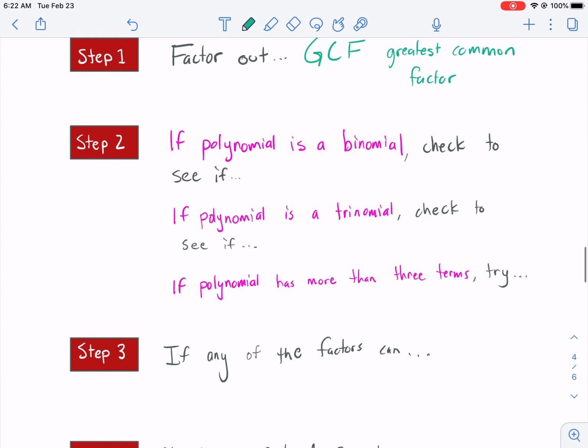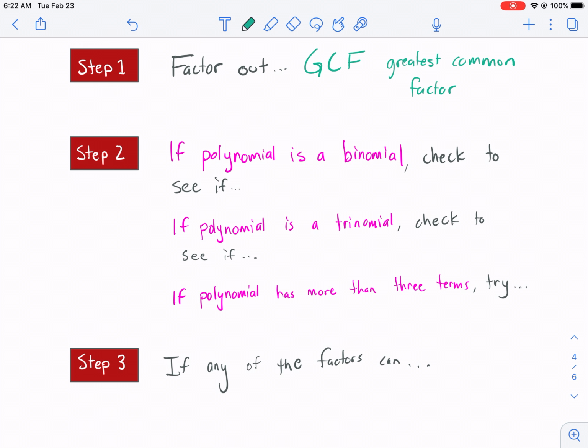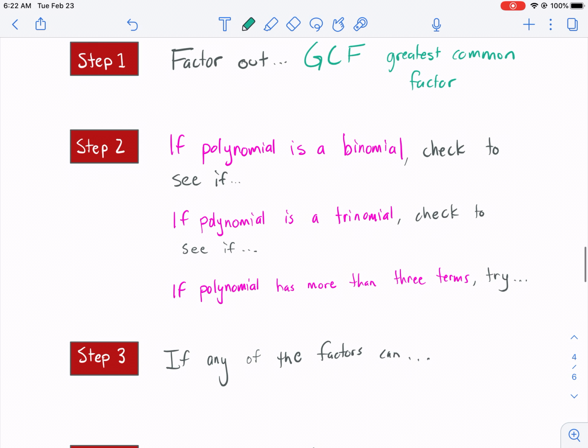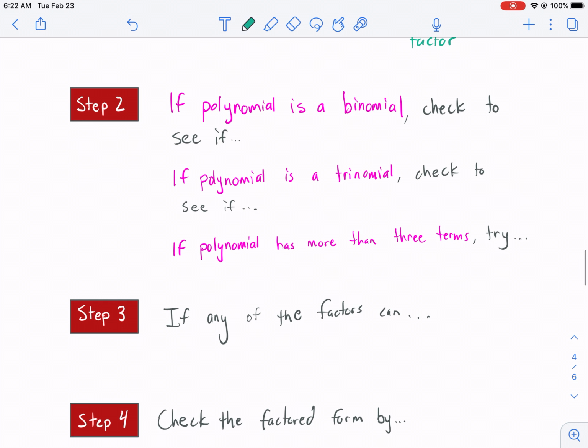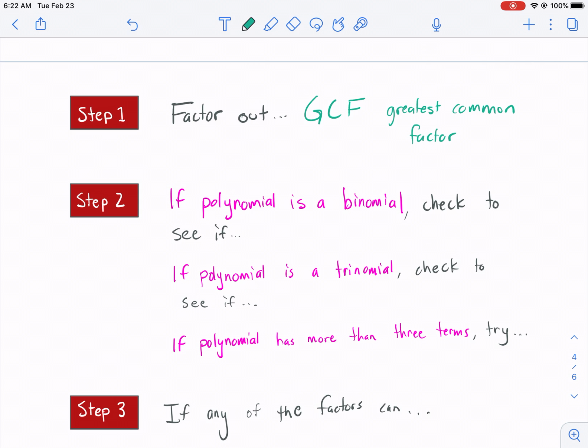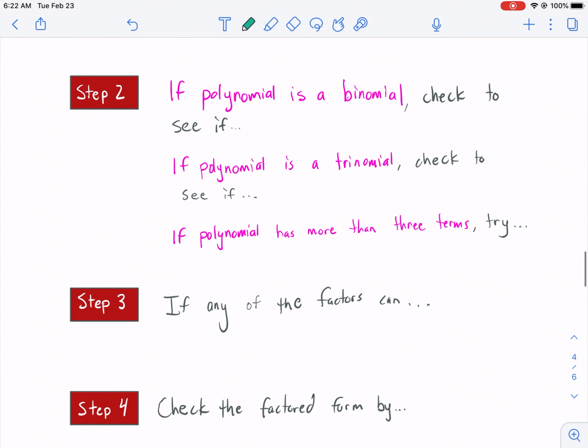Now, step two, we're kind of breaking down the recognition part of the polynomial. So let's say you factor out the GCF, or you don't factor out the GCF because the polynomial doesn't have one. If the polynomial has one of three conditions. One, if it's a binomial, check to see if it is difference of squares. Okay, so that's one possibility. Or sum or difference of cubes.